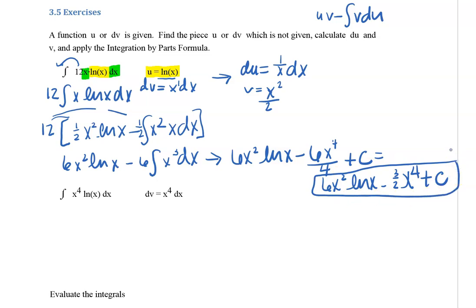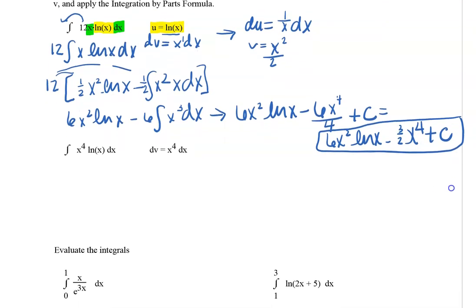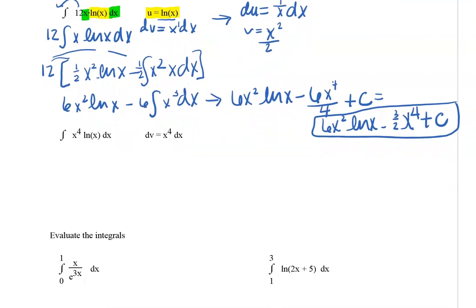And so, pretty handy that they're kind of giving you that jumping off point. But you either want to pick your ln x to be u. If there is no ln x, then pick the part that would decrease down when you take the derivative. So let's do the next one. They give us a little bit different part. They give us the dv. And they say let dv be x to the 4th dx.